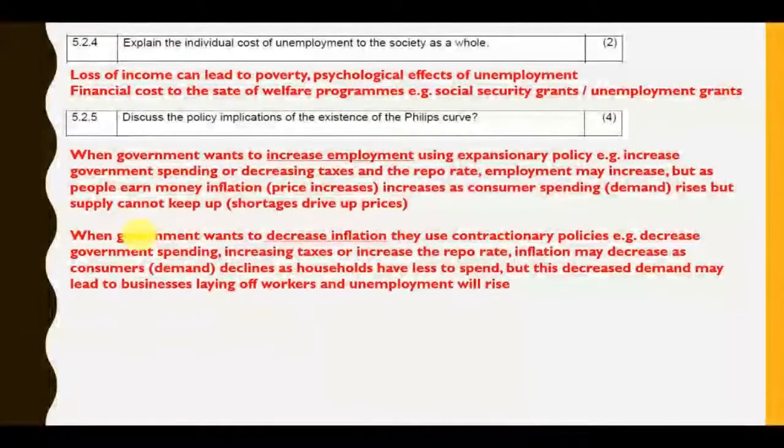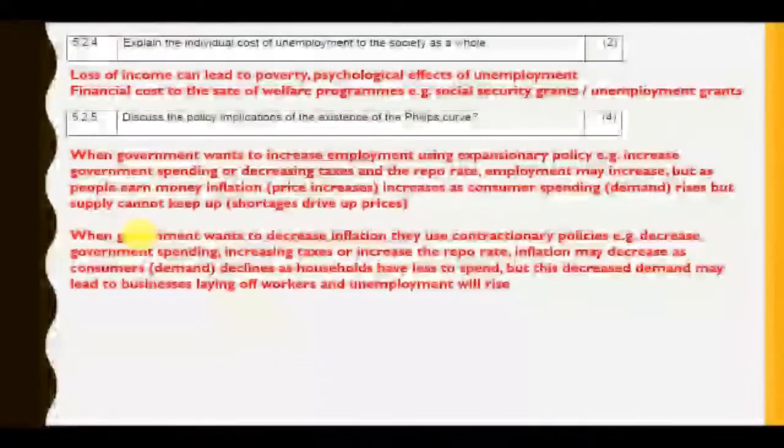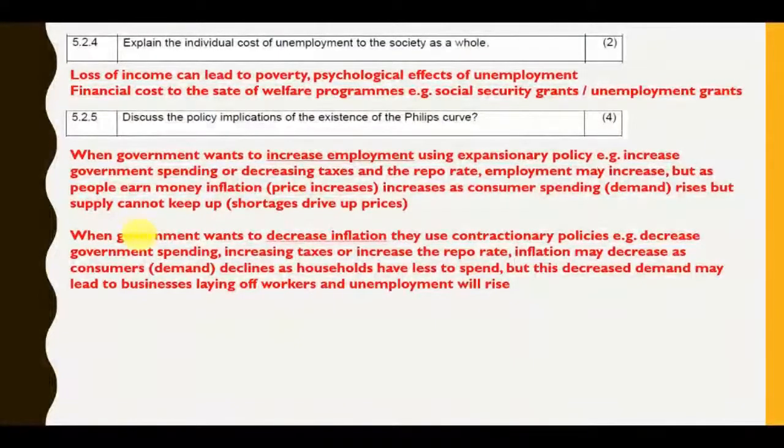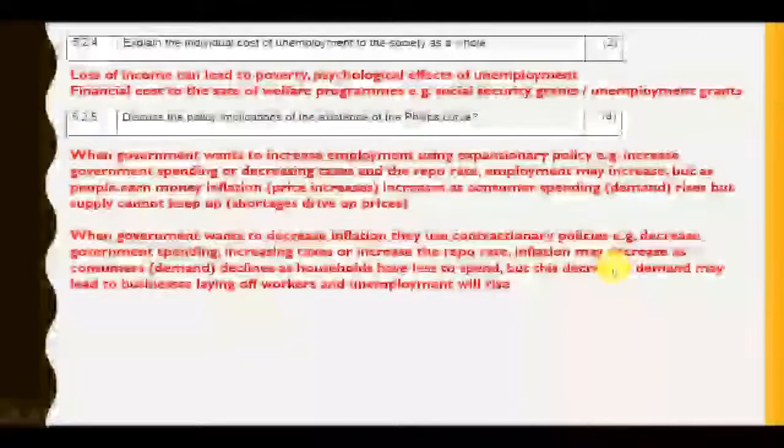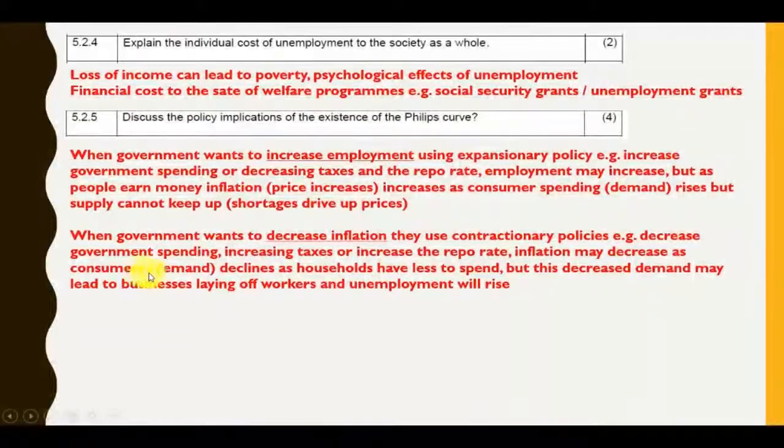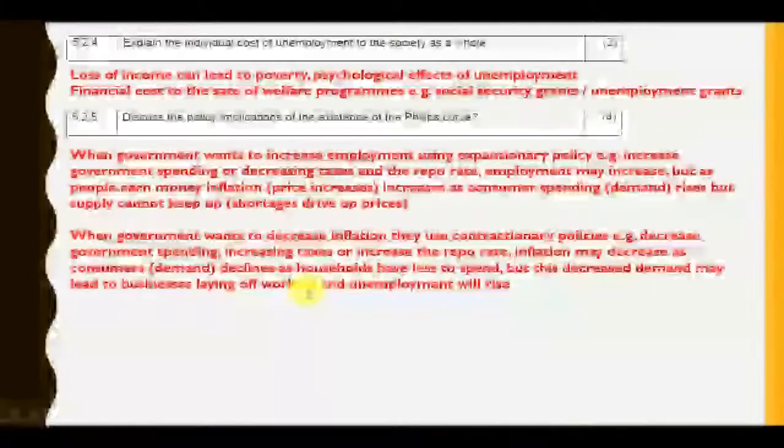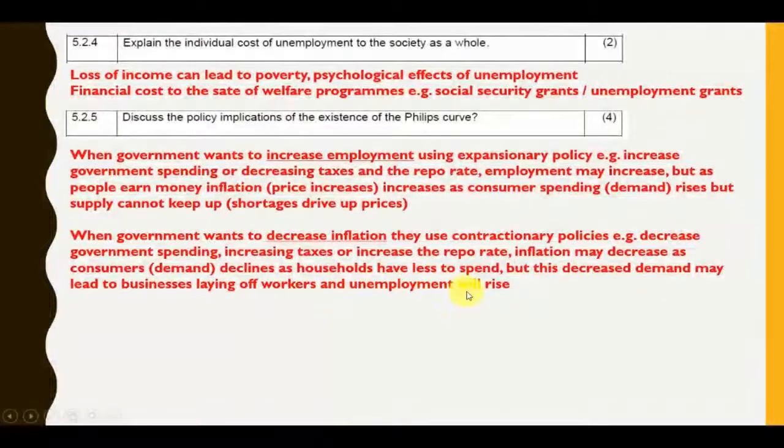So that's your first part of the answer, grade 12, is to talk about demand side policies. Right, then, second part of your answer. When the government wants to decrease inflation, they use contractionary policies. So they will decrease government spending, increase taxes, or increase the repo rate. Inflation may decrease as consumers demand less, households have less to spend, but this may lead to unemployment.